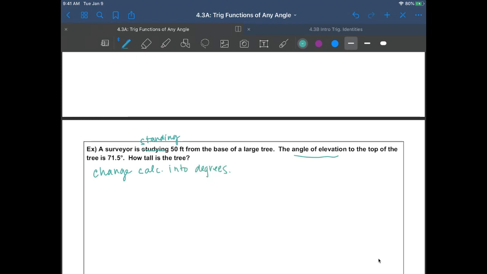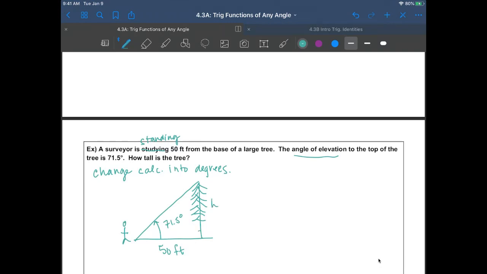Okay. Second, let's draw a diagram. So I'm the surveyor. You're standing 50 feet from the base of the tree. And an angle of elevation is looking up by 71.5 degrees. And we also know, nope, we don't know anything else. We need to know how big this tree is. Happy tree. Okay.